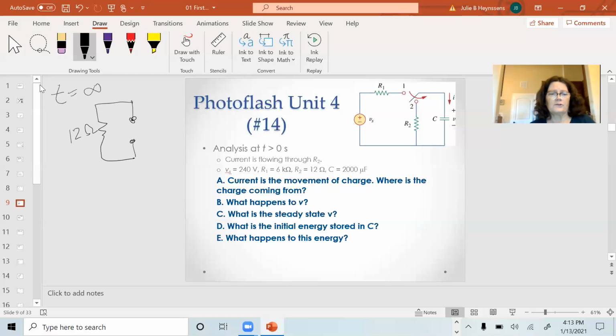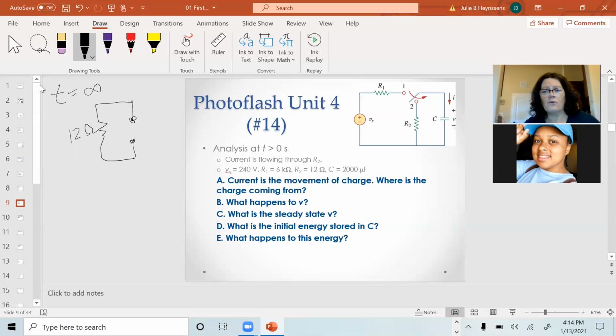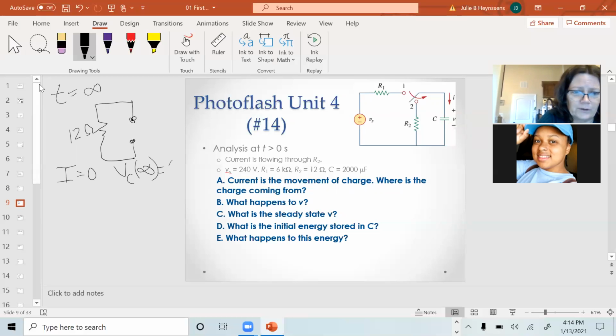This is what my circuit looks like at t equals infinity. So what am I expecting here? What do you think the current is going to be? 0? Yes, you've got no energy source. It is 0. I equals 0 and VC of infinity equals 0. Okay, what happened between there?